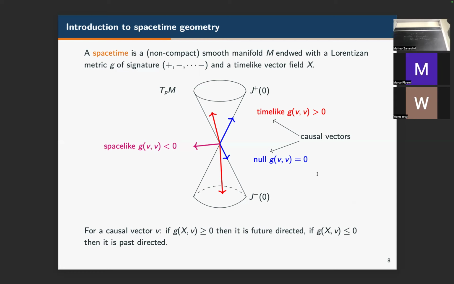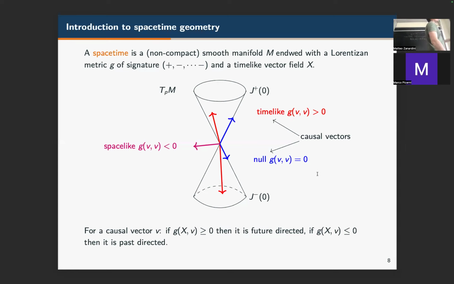The set of time-like and null vectors is called causal vectors, and this sort of vector produces a double cone inside of the vector space at the level of the tangent space. And you can see you have a double cone, one in the upper part and one in the lower part. And I want to discuss in which way one can distinguish between the two parts of the cone. This is precisely done by the time-like vector.